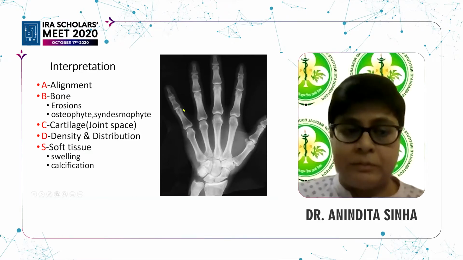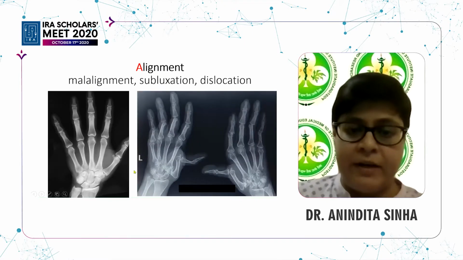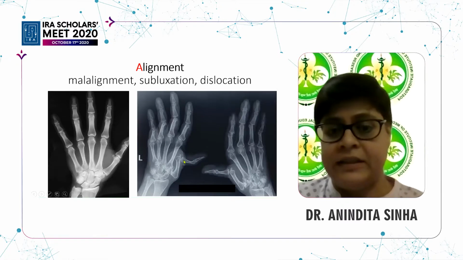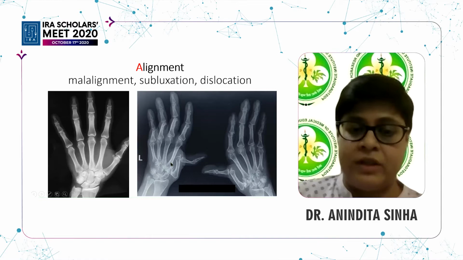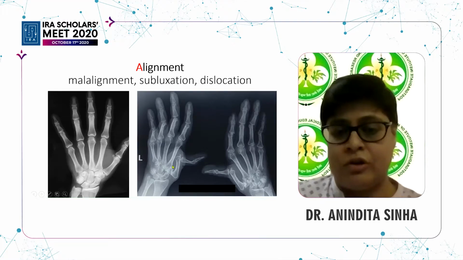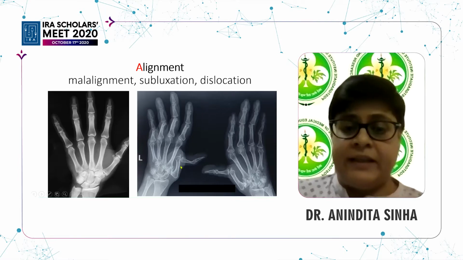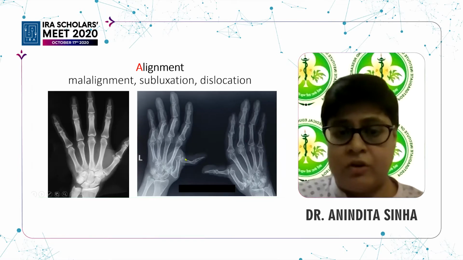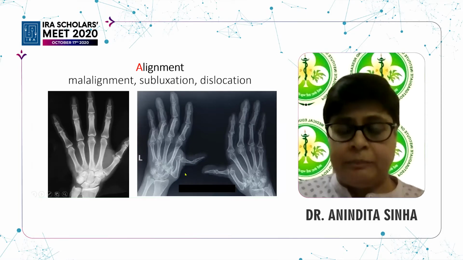So alignment, of course, we can have malalignment, and it can occur sometimes very early in the disease. If it occurs without any evidence of significant erosions or arthritis, you have to think of Jaccoud's, or sometimes SLE also causes these kinds of malalignment, and whether there is any subluxation or dislocation or not, like this over here in the first carpometacarpal joint as well as the metacarpophalangeal joint.